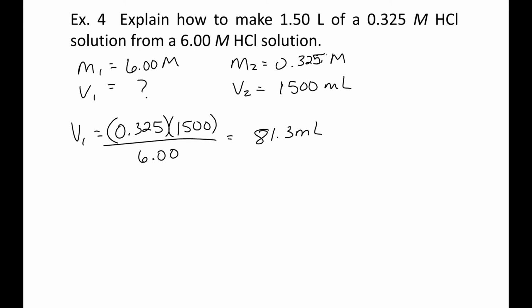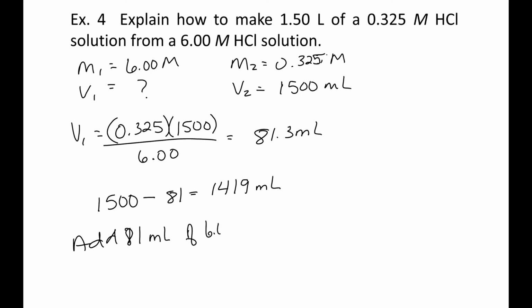You guys have used those graduated cylinders. It's really difficult to measure 81.3, so we're just going to use 81. So our final volume's the 1,500. We have to find out how much water we need, as well as how much of the original solution we need. So we're going to add 81 milliliters of 6.00 molar HCl to 1419 milliliters of water.